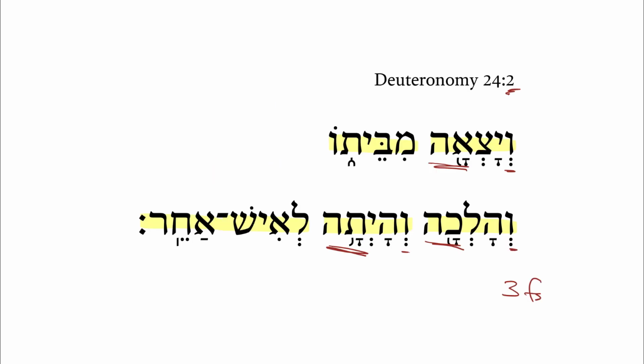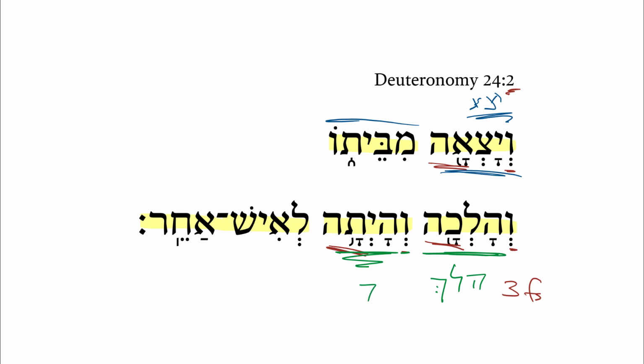Now the scene shifts to the woman, and we get here vatetze. Qal perfect, third feminine singular of the verbal root yatsa, and she goes out from his house. And so she departs from his house. And vehalcha, qal perfect, third feminine singular of halach, and she goes. And vehayta, qal perfect, third feminine singular of the verbal root haya.